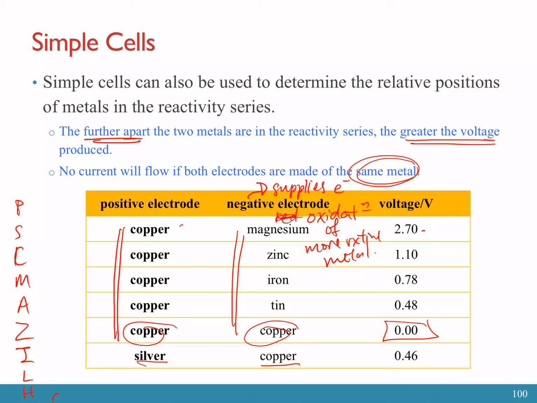Okay, so up to there. We see that we have magnesium and copper. The difference is 2.7. We have zinc and copper. The difference is 1.10. So actually, if you join different metals together and look at the voltage, you can tell how far away they are in the reactivity series. These can help you place metals based on their reactivity series. For example here, we know that magnesium must be further away from copper than it is from zinc. So magnesium should be higher in the reactivity series as compared to zinc.